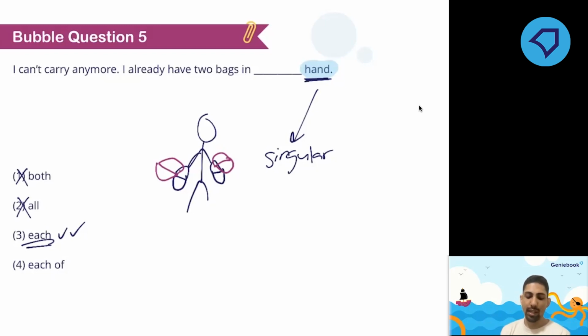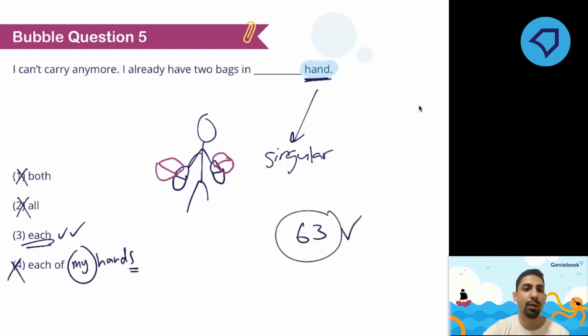Okay? And like you guys pointed out, if you want to say each of, yes, each of my hands. Sorry, I misunderstood. Each of my hands, plural. And you have to add this word. Okay, so the answer is number 3. The score went down again to 63. It's okay. We will see what we can do.